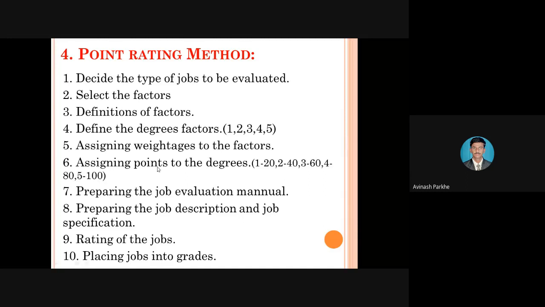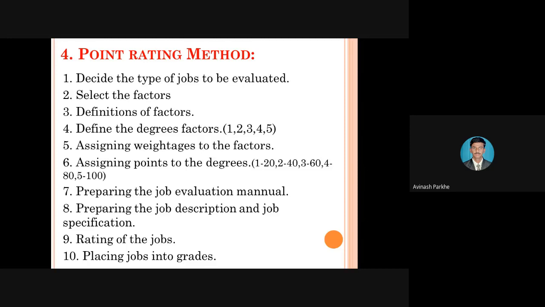So for that purpose, here I have written in the sixth step, assigning points to the degree. So for first degree, how much percentage is there? 20%. For second degree, what is the percentage? 40. For third degree, what is the percentage? 60. For fourth degree, what is the percentage? 80. For fifth degree, what is the percentage? 100. If my total job evaluation will be taking place based on only one factor, for example, education.